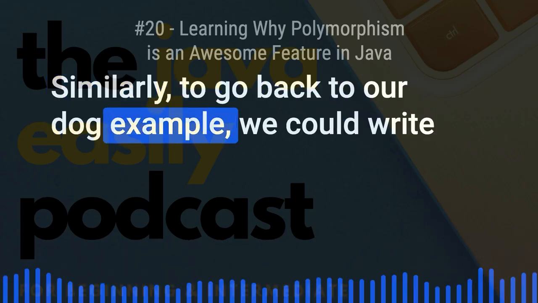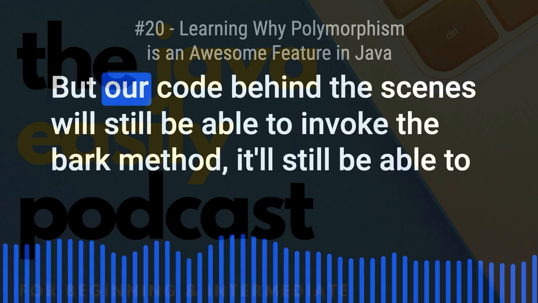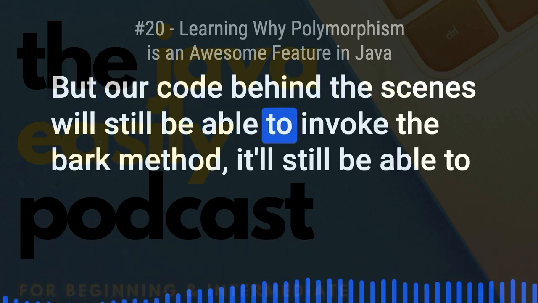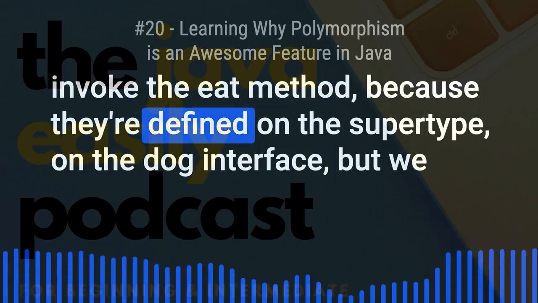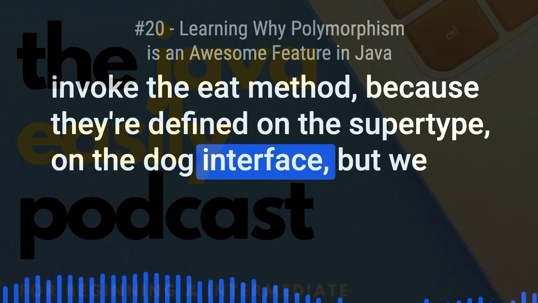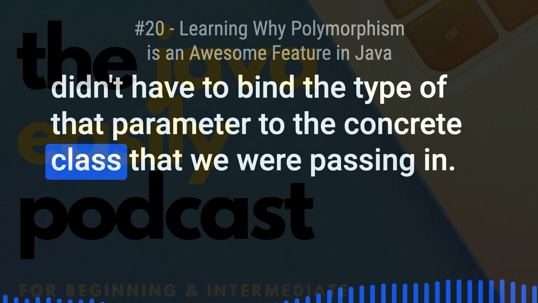Similarly, to go back to our dog example, we could write a method that just takes something of Dog type, but our code behind the scenes will still be able to invoke the bark method, it'll still be able to invoke the eat method, because they're defined on the supertype, on the Dog interface, but we didn't have to bind the type of that parameter to the concrete class that we were passing in.